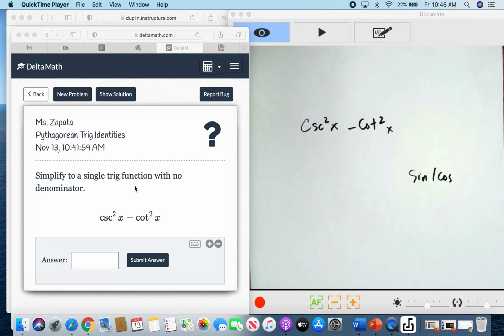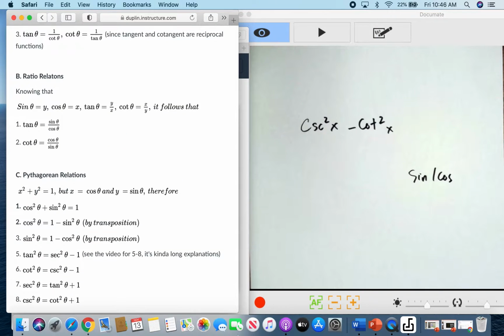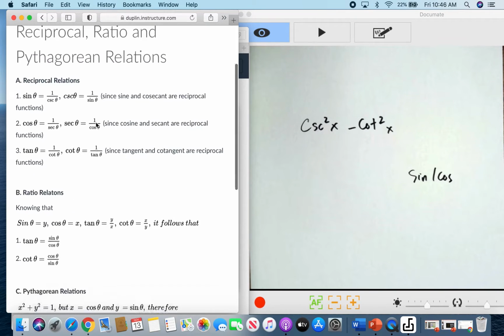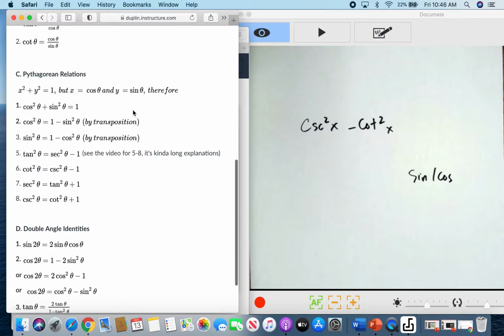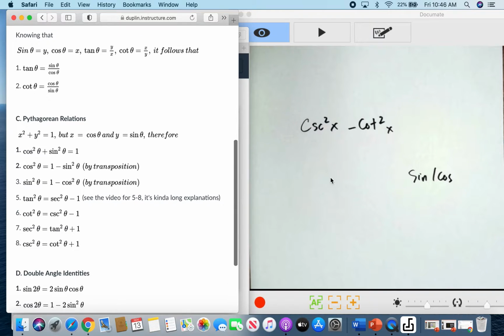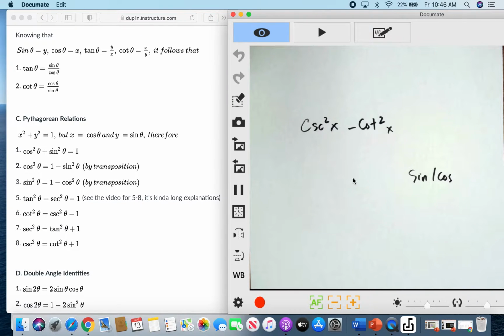Okay, so as you can see, we have discussed some identities we have. We have the ratio, Pythagorean, the double angle identities, and the Pythagorean identities. This will focus on the Pythagorean relations and the reciprocal relations. Okay, so how do we express this as sine or cosine?